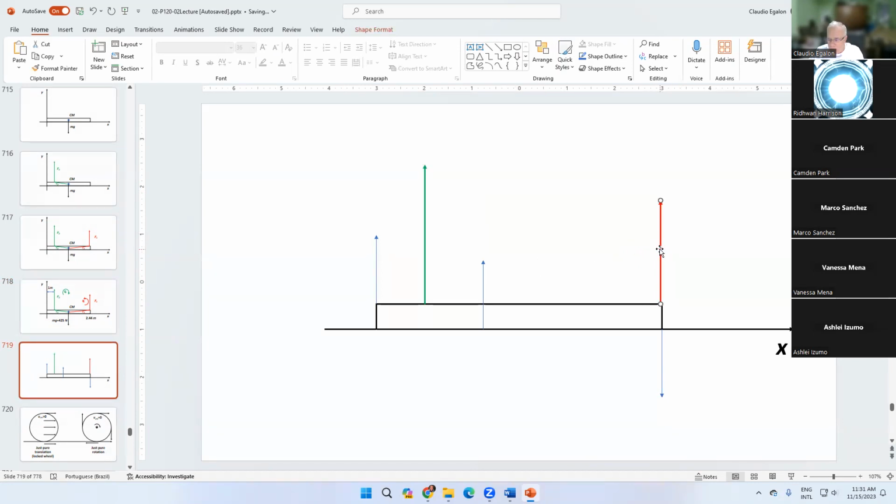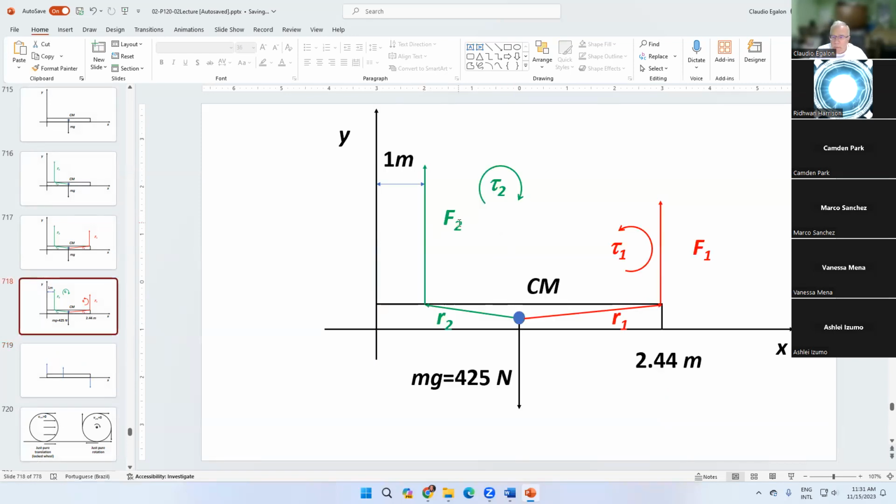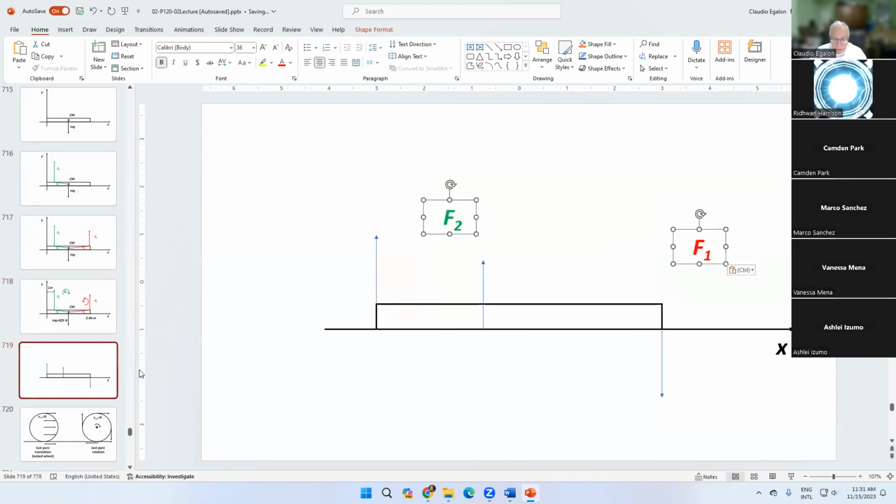No, that's not what I want. I want this one, the other one. That's what I want. F1, F2, and then we have to have the W as well. This other illustration that you see is from a different problem. Here you go. F1, F2, and W.